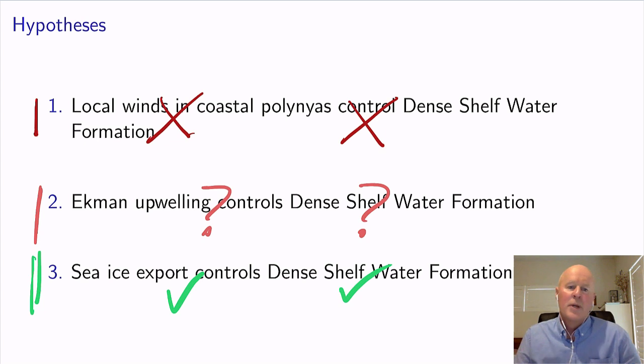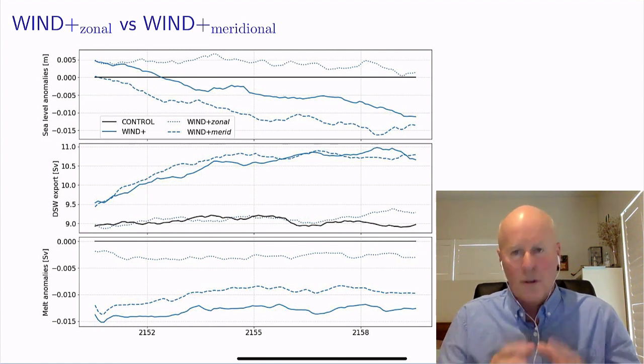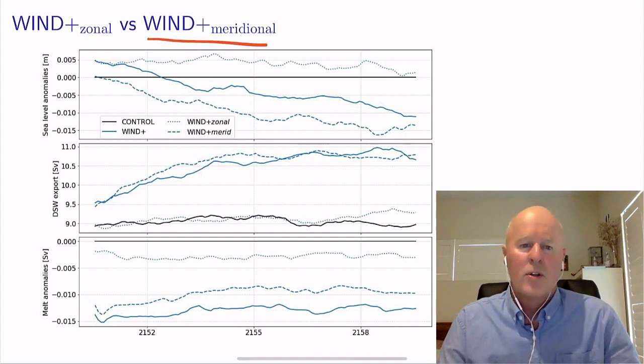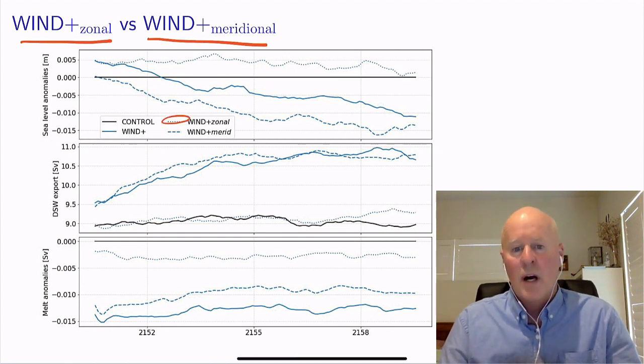And so we're going to dig a little bit deeper into this now to confirm that we can distinguish between these last two hypotheses. To do this, we're going to run some extra experiments where we actually split the wind perturbation. So the full wind perturbation is going to be split into its meridional and zonal components. So two separate experiments.